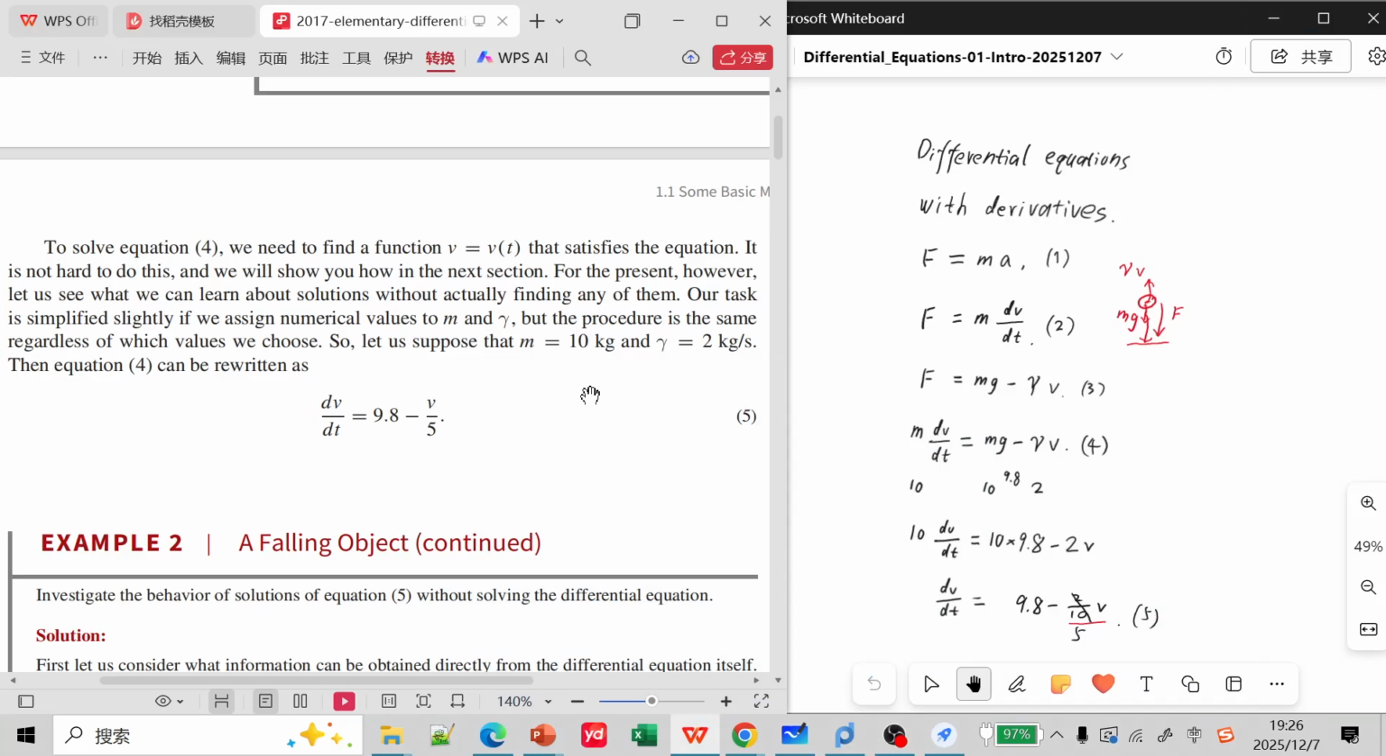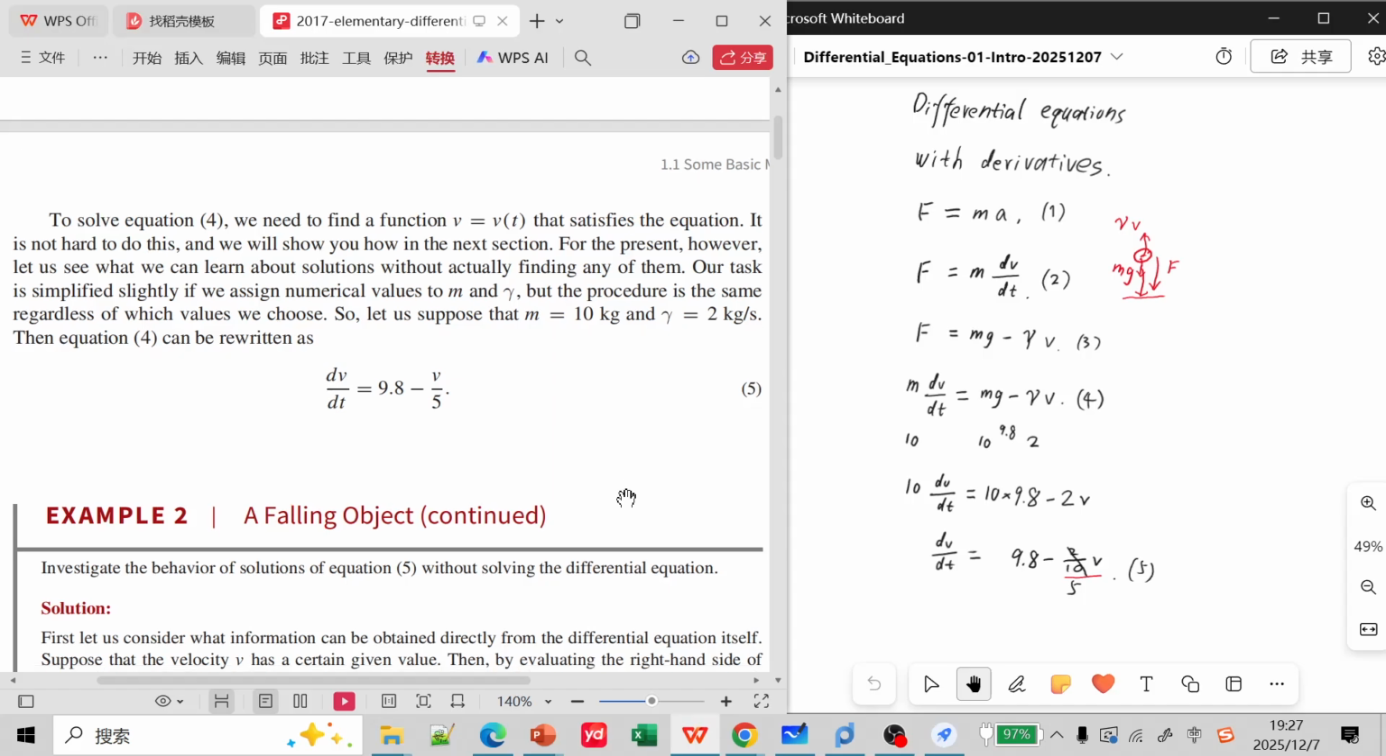Okay, so let's continue the lecture. And I want to say that maybe in the last lecture here, I wrote this 5 here, and the 5 is in the position of the denominator.